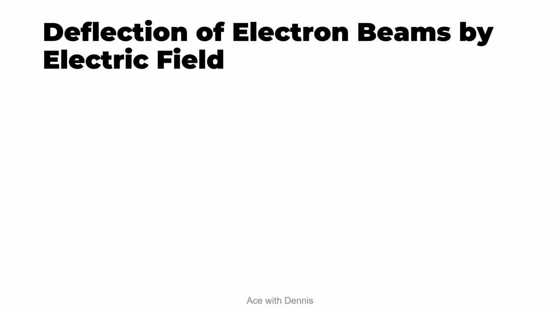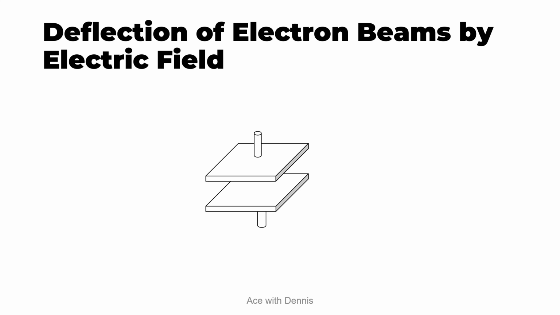Next, let's discuss how we can change the direction of electron beams. The electron beam's direction can be changed by an electric field. So let's look at this diagram. This is two metal plates. The top metal plate is the positive plate and the bottom metal plate is the negative plate.